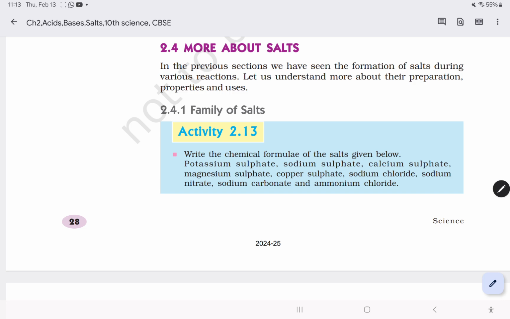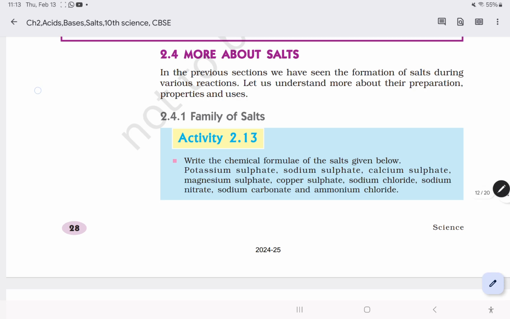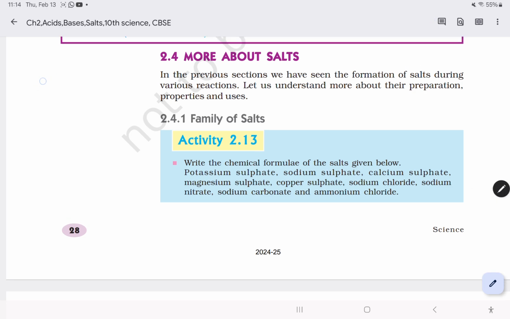Here in the activity they asked us to write the chemical formulae for the salts given below. Potassium sulfate is K2SO4, and sodium sulfate is Na2SO4. Okay, and calcium sulfate is CaSO4. Magnesium sulfate is MgSO4, and copper sulfate is CuSO4.